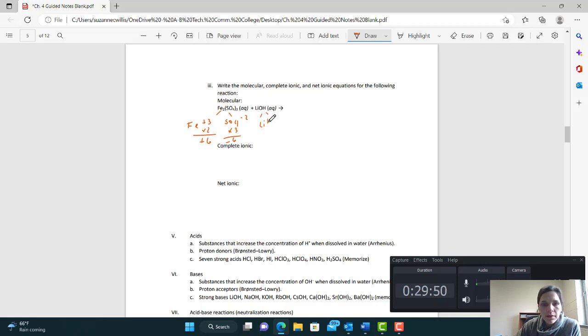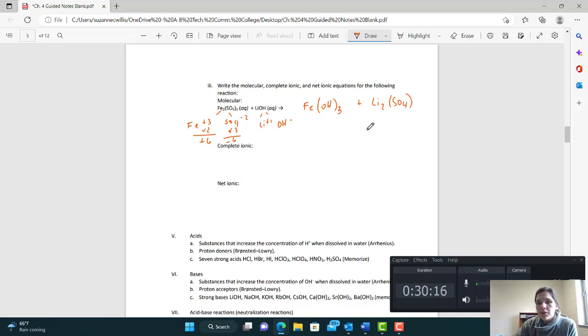Lithium plus 1 and hydroxide minus 1. So then we take the positive and negative together. So we're going to get FeOH3 and lithium sulfate. Okay, so take a second, see if you agree with that. See if you can tell what I did. I took the positives and negatives and flip-flopped them.